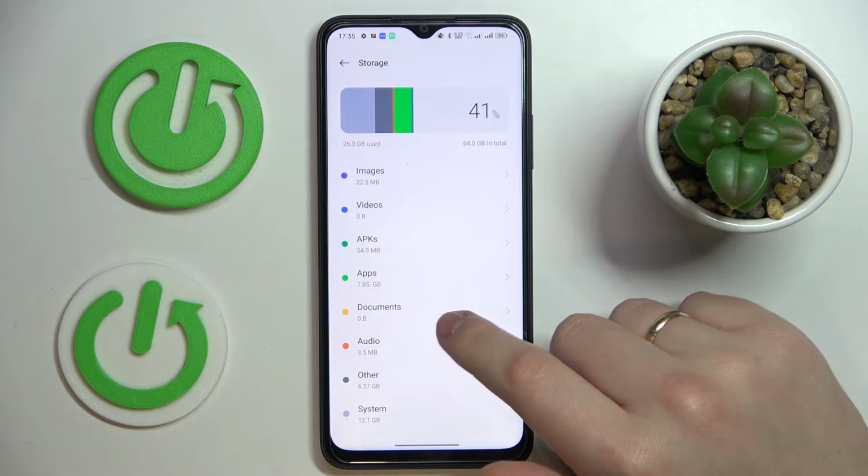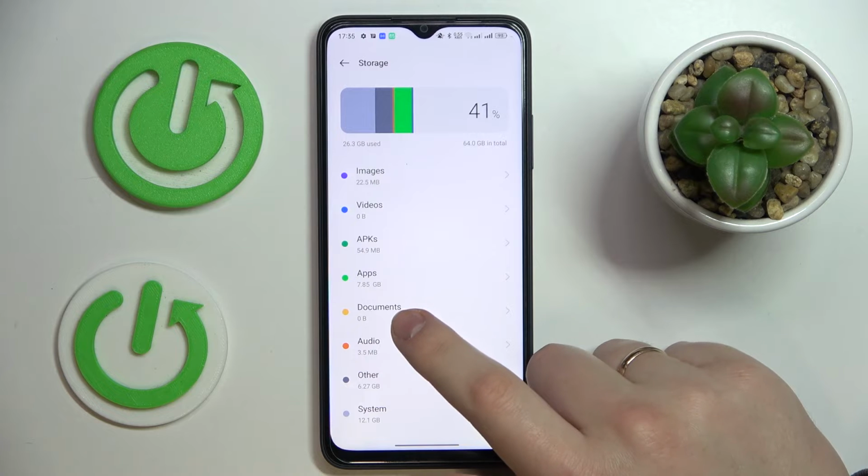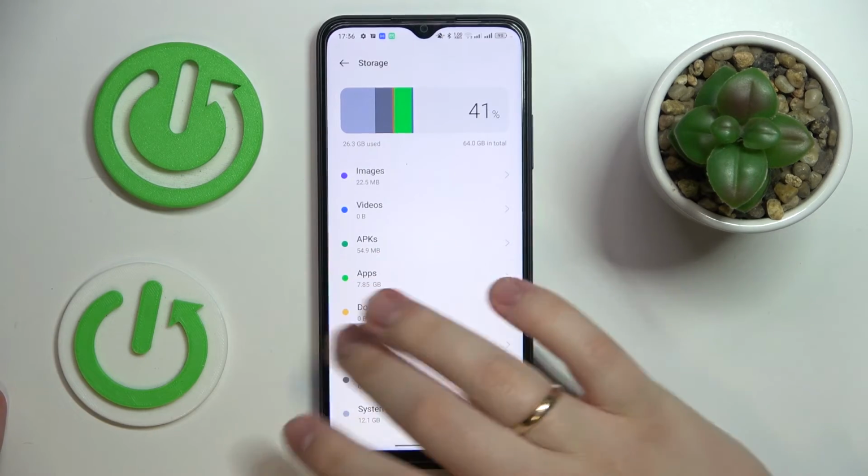that says storage, and at the following page you'll see the detailed breakdown on which category of things occupies what part of your memory. So that would be it.